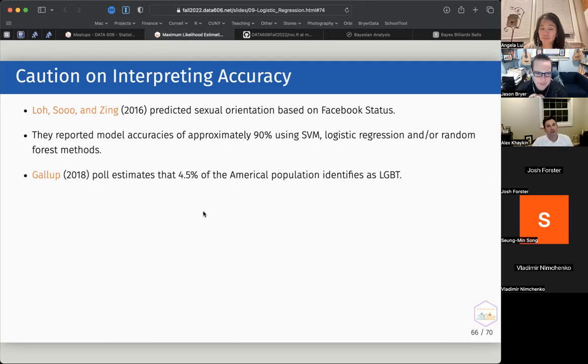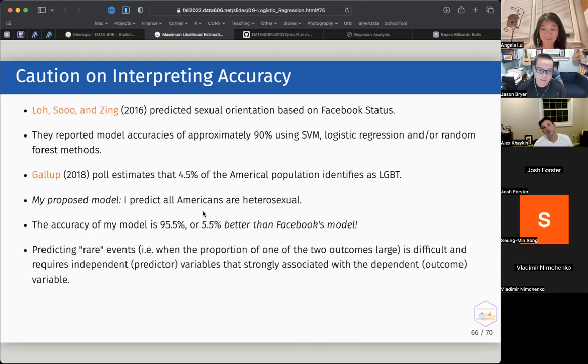But Gallup in 2018, so 2 years later, so this is as close as I could find poll data, estimated that about 4.5% of the American population identifies as LGBT. I should update this to Q+, but that's what they called it in 2018, right? So more than 95% of the population in 2018, at least according to Gallup, identified as heterosexual, right? So I go to Facebook and say, I have a better model. I'm just going to predict everybody's heterosexual, and I'm going to be correct 95.5% of the time, 5.5% better than your model, right?